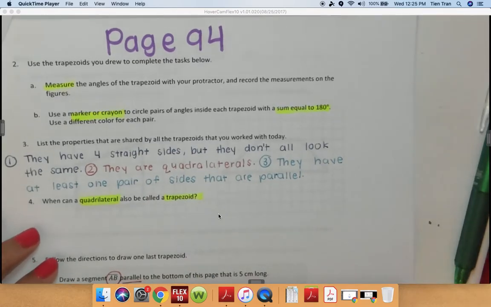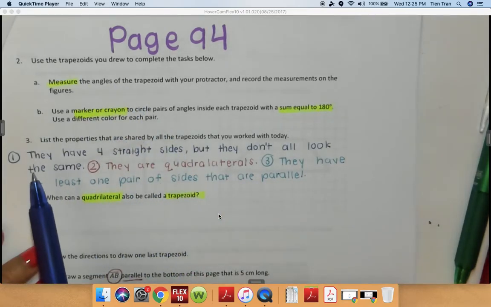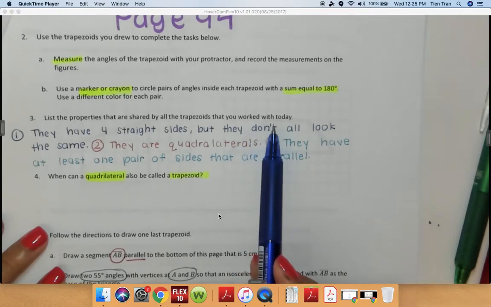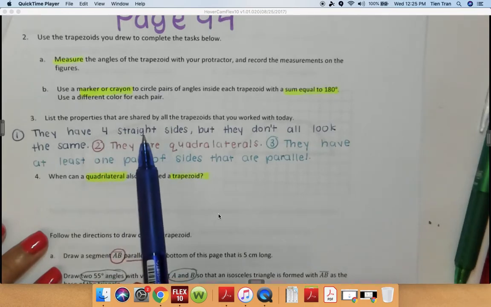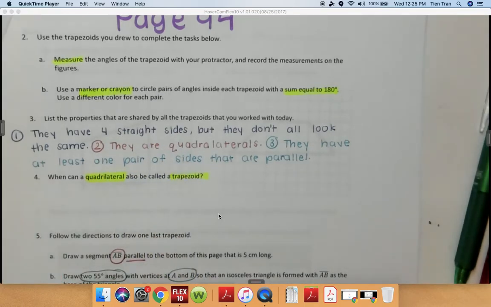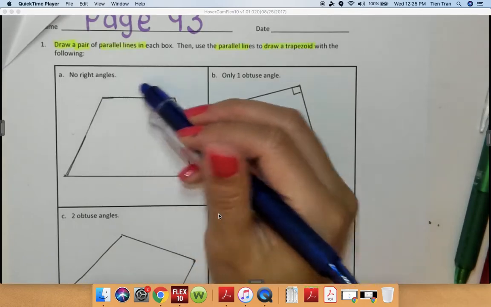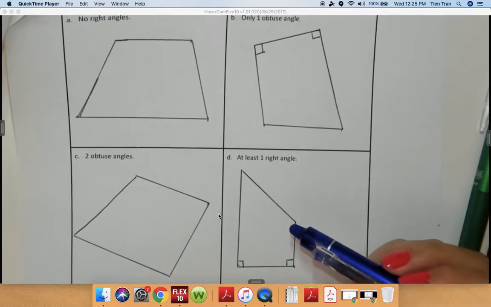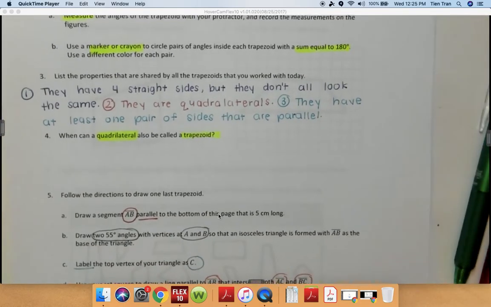So I already did that with you guys on page 93 earlier, so you don't have to do A or B. For number 3, list the properties that are shared by all the trapezoids that you worked with today. One of the properties is that they have 4 straight sides, but they don't look all the same. If you notice the trapezoids that I showed, they all have 4 sides: 1, 2, 3, 4, 1, 2, 3, 4, but they all look different. And that's okay. They would still be considered a trapezoid.